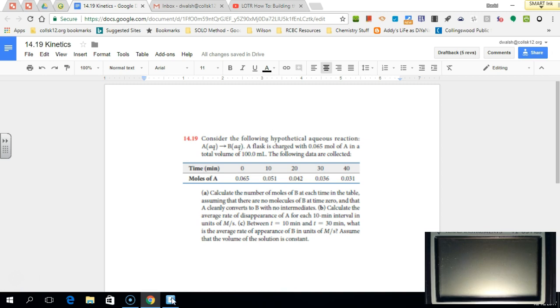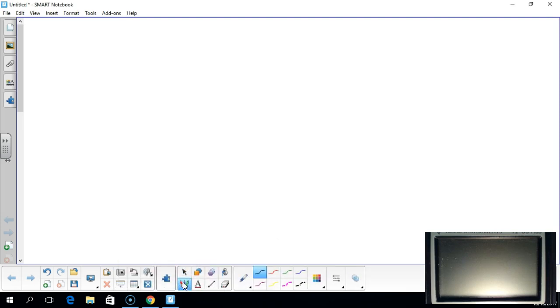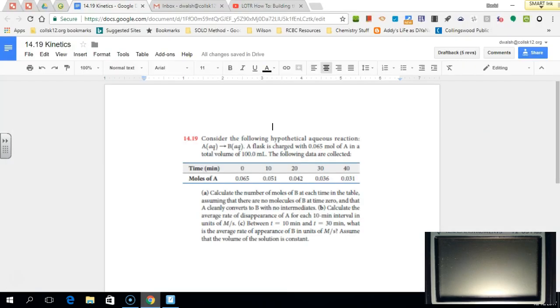Part A of this question says calculate the number of moles of B that are present at each time, assuming there are no molecules of B at the beginning. Basically, let's do some stoichiometry. Part of what we have to do here is to know that in the reaction, A reacts to B in a 1-to-1 ratio. You can see that right here, A reacts to B.